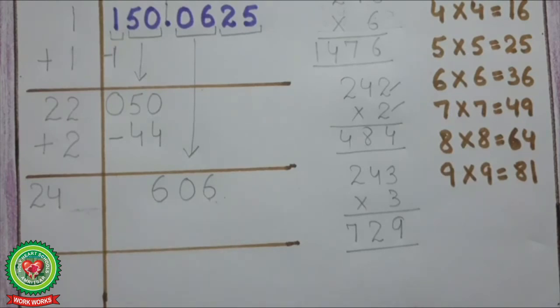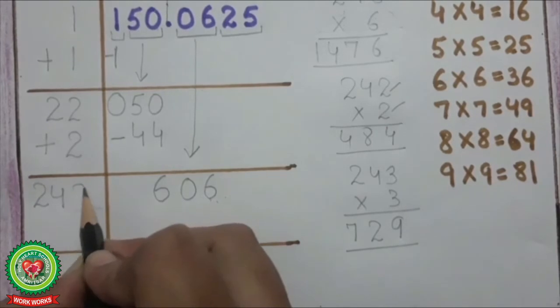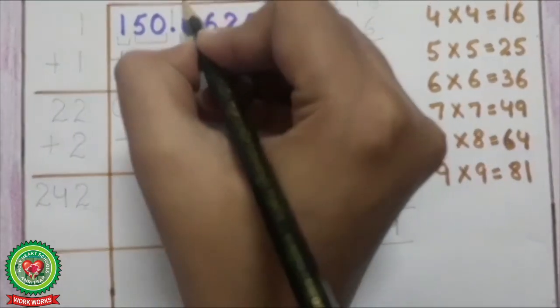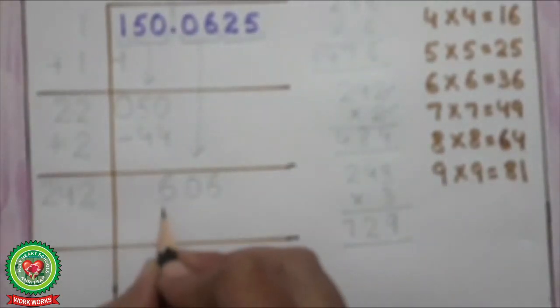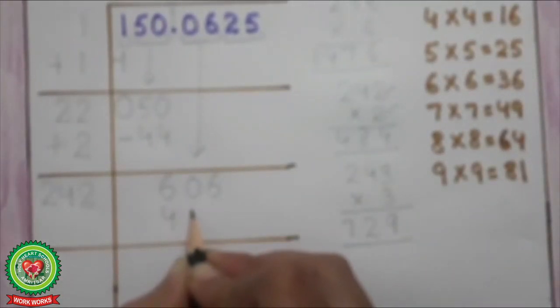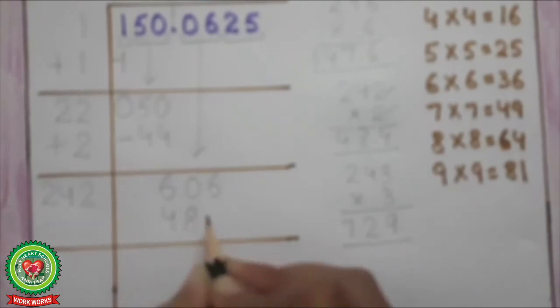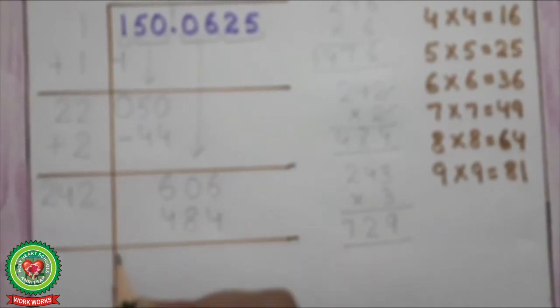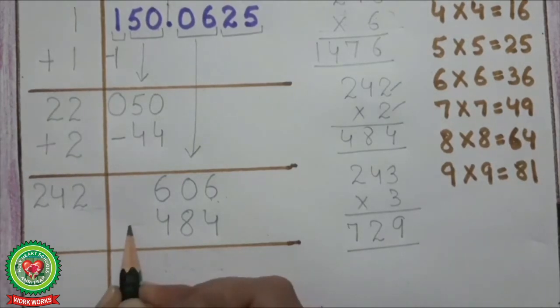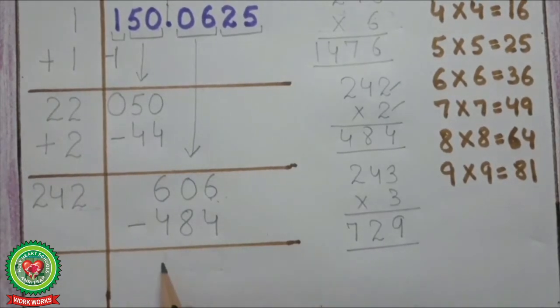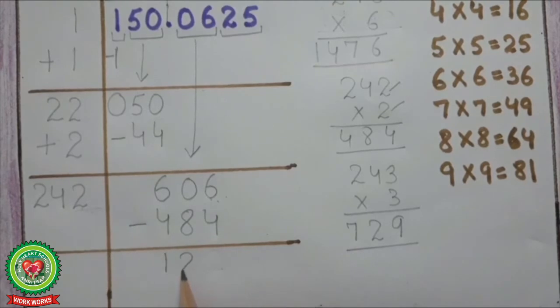So 2 is such a digit which satisfies this condition, that will give you a number just less than 606. So write down 2 with the divisor as well as with the quotient, such that 242 multiplied by 2 will give you a number just less than 606, that is 484. Write it down under 606. Next step is again to find the remainder, that we get by subtracting 484 from 606. We have got 122 as our remainder.